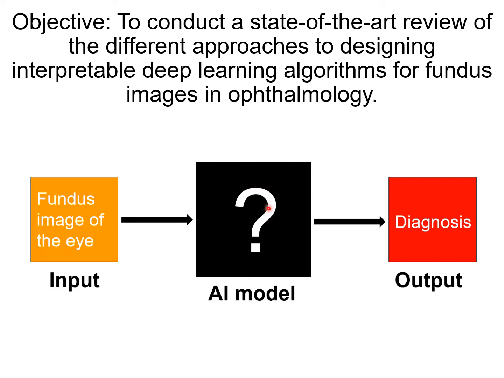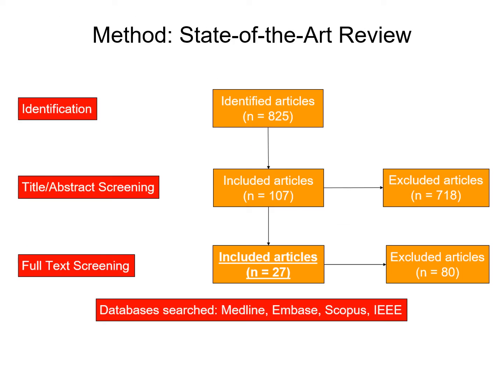So we wanted to figure out what methods exist to make this black box interpretable. What we found was that the main concept behind interpretable AI in diagnostic imaging was identifying which part of the image the classifier paid attention to when it made its decision. To uncover these methods, I systematically searched various medical and computational databases such as Medline, Embase, Scopus, and IEEE and ended up with 27 articles. I'll be describing 3 of the common and interesting methods I found.